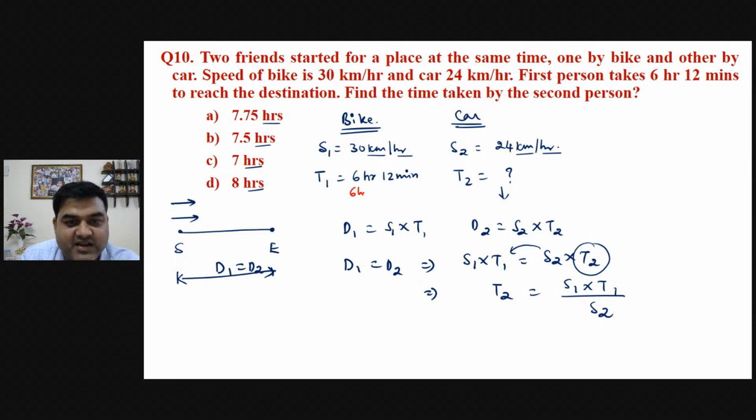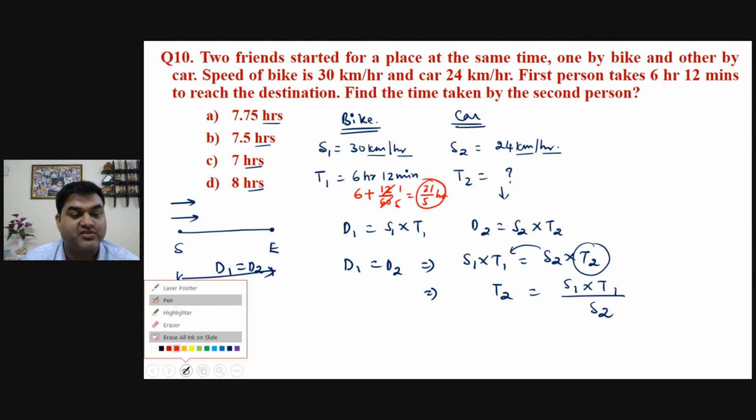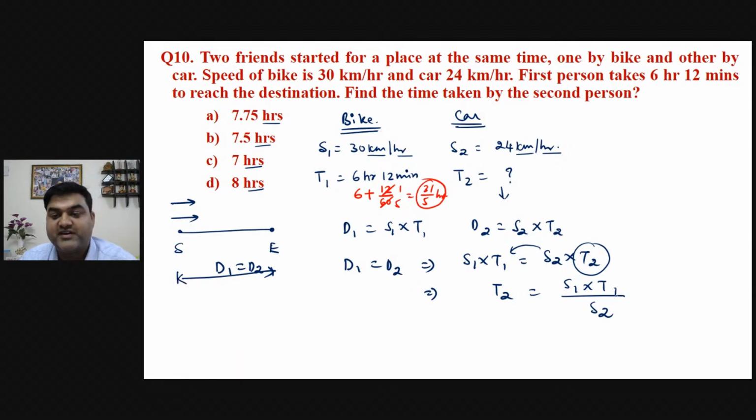So 6 hour is 6 hour only, plus, what is this 12 minute? 12 minute is 12 divided by 60, correct? So 5 times 1 is 5, 1 by 5 hour. So 6 times 5 is 30 plus 1, 31 by 5 hour. Can we tell this? This is equal to 6 into 5 is 30 plus 1, 31 by 5 hour. So we will use this in the formula and we will get the answer. Got it? Okay.